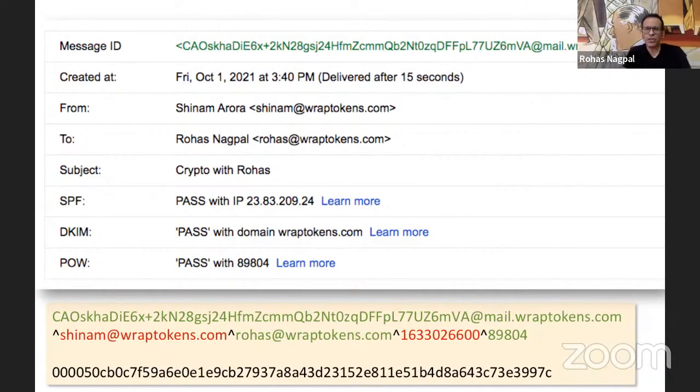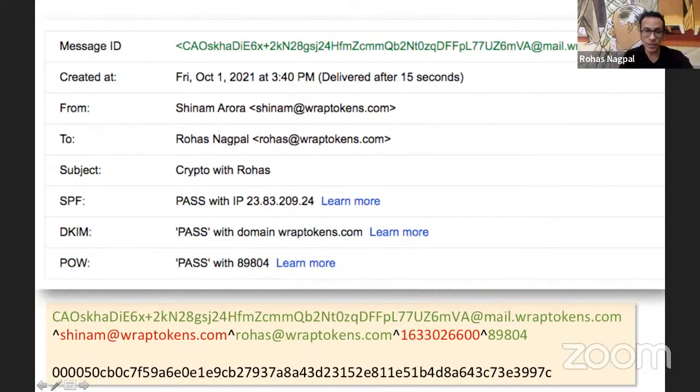Now, today, if you look at a Gmail email which comes to you, and you look at the headers, you realize that there is a message ID, there is some date, from and to, subject. Then there are 3 validators: SPF, Sender Policy Framework, DKIM, DomainKeys Identified Mail, and we can add, if Gmail wants or you want to set up your own email service, a POW or a proof of work. And there you could say, okay, for this particular email string, 89804 works.